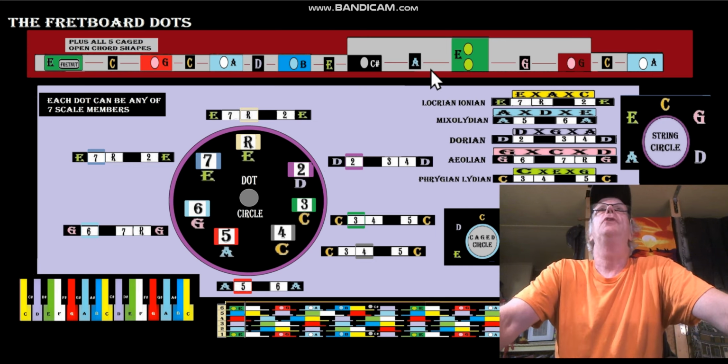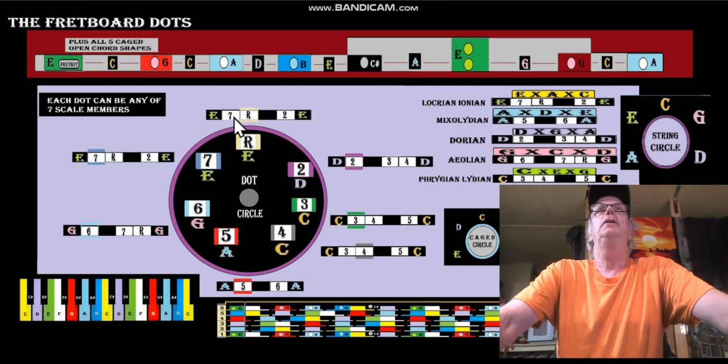Okay, so let's look at the key of E here. I don't really want to do E, but you've got to start somewhere. So E would be the root in the E string shape, just starting on the top of the circle here. It would be the root.